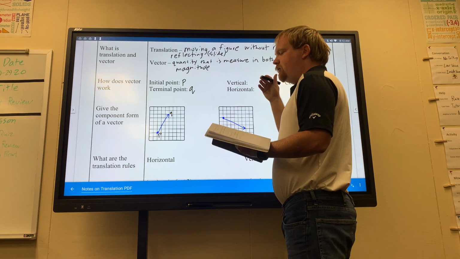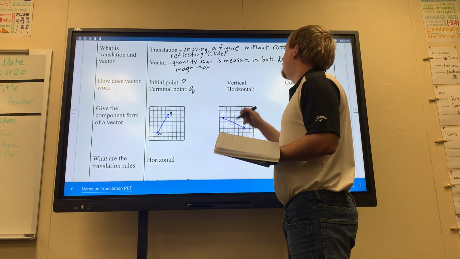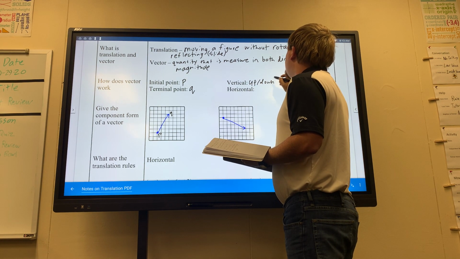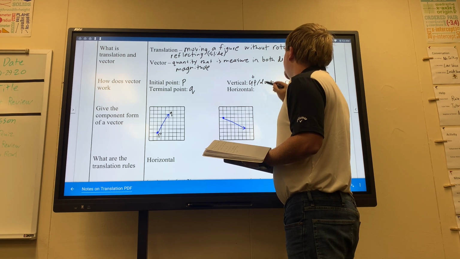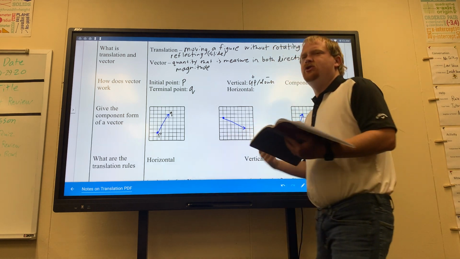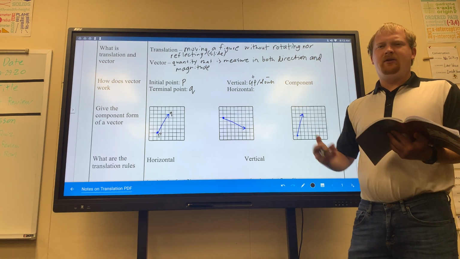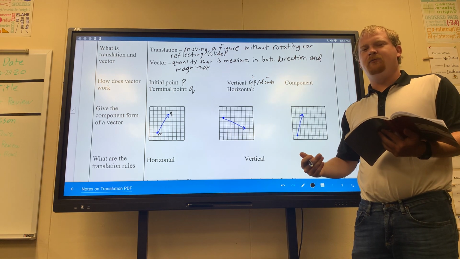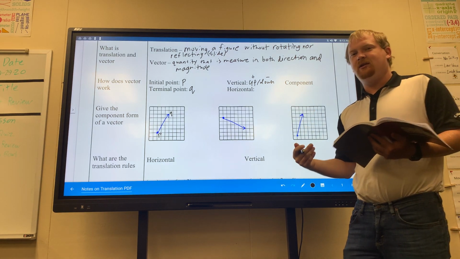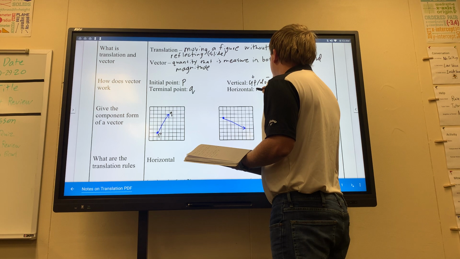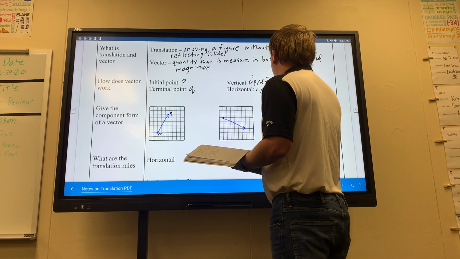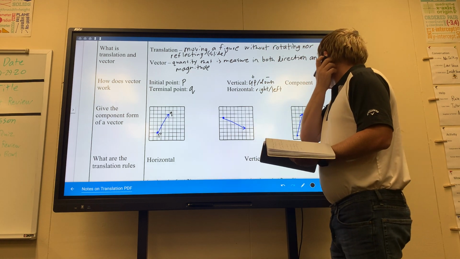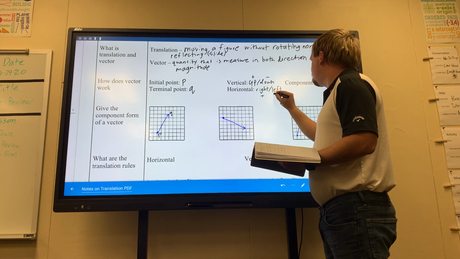Now, vertical is going to be dealing with up and down. But here's the catch. When we go up, the value is positive. When we go down, the value is negative, just like on a graph with the y values. If you're going up with the y values, the y is going to be positive. If you're going down, it's going to be negative. Now, horizontal, that's right to left. But check this out. Right will be positive, left will be negative.